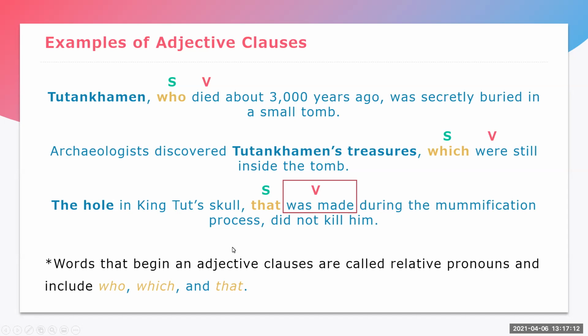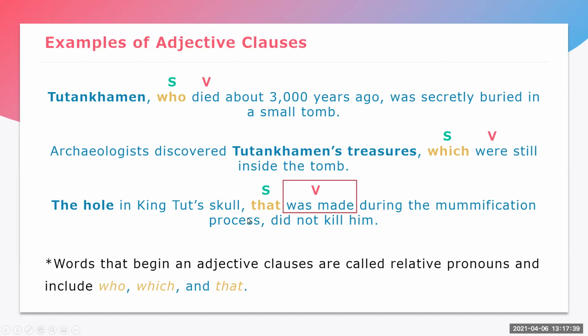And our last sentence: The hole in King Tut's skull that was made during the mummification process did not kill him. In this adjective clause, the subject is that, and the verb is was made, and it's adding information about the noun phrase that comes before it, the hole in King Tut's skull.